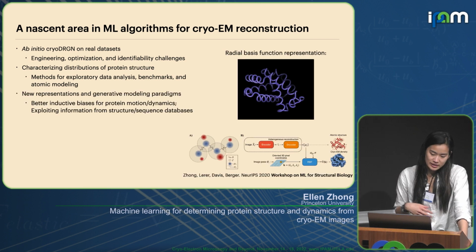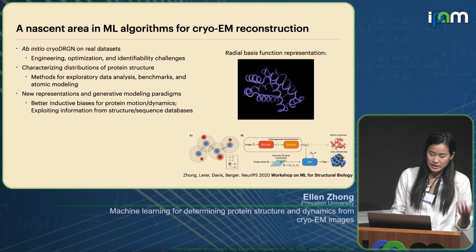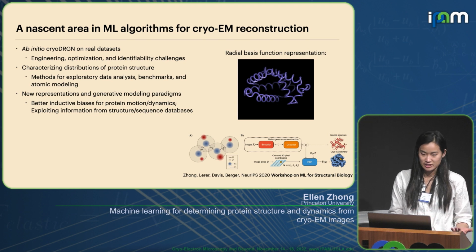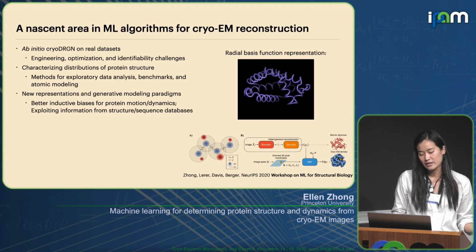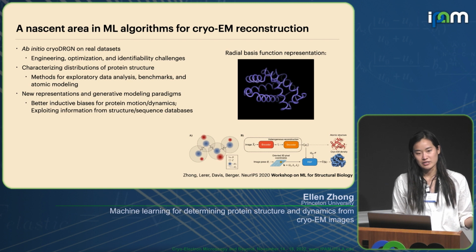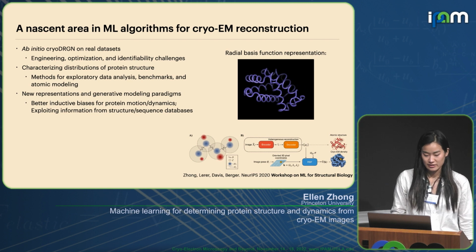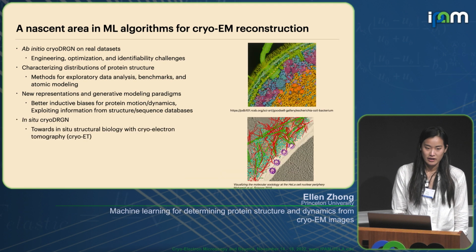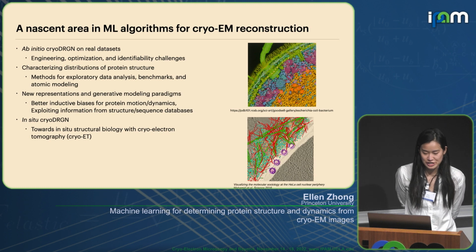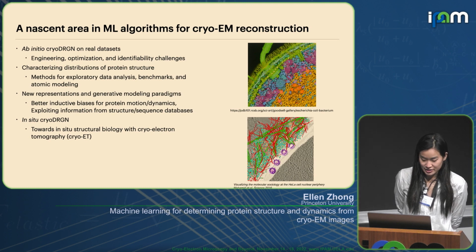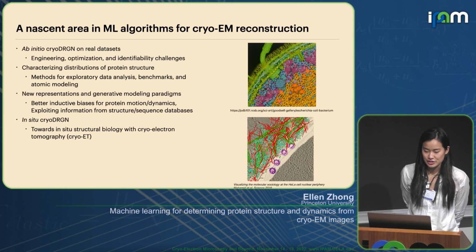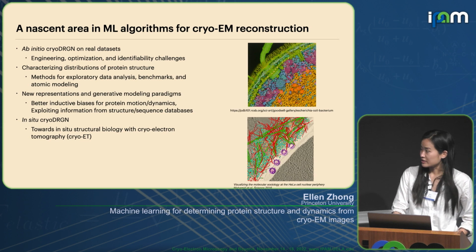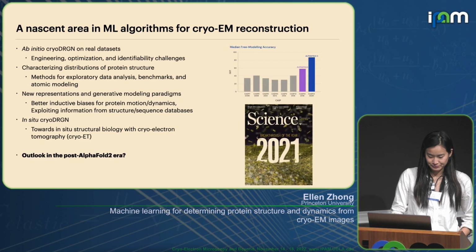Ways of including other sources of information directly in the reconstruction process to either have better inductive biases for protein motion or just exploit all that we know about protein structure from these large-scale sequence and structure databases. I think this is a very exciting area that definitely has been changed because of all these other advances in machine learning for structural biology. And then in situ CryoDragon and in situ subtomogram averaging approaches are a very exciting thing to look forward to.